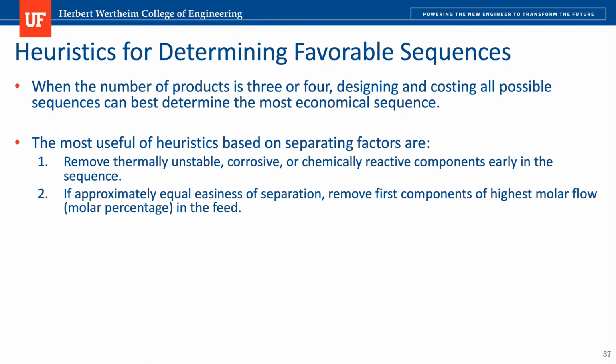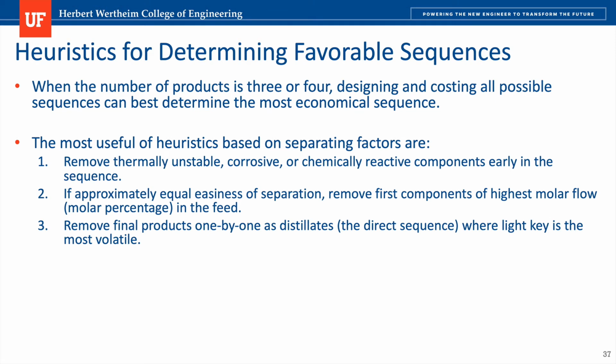You have things with the same separating factor. Remove first components of highest molar flow or molar percentage in the feed. And the reason why we do this is that the total amount of moles, or molar flow, impacts the subsequent size of the units that are going to be processing that total volume, and also affects the operating cost, because the energy transfer depends on the mass being processed.